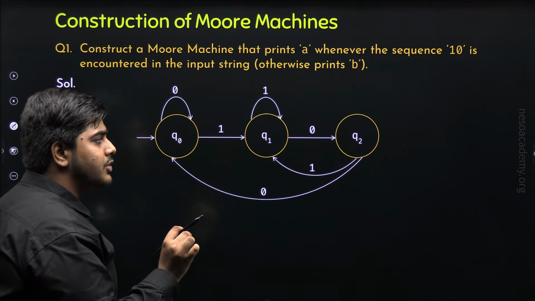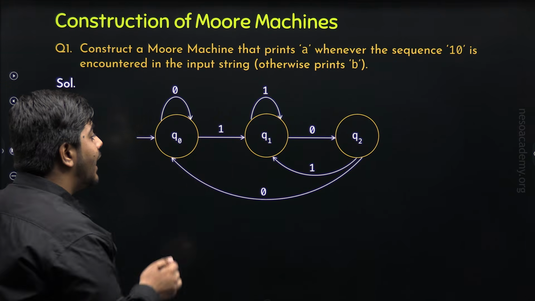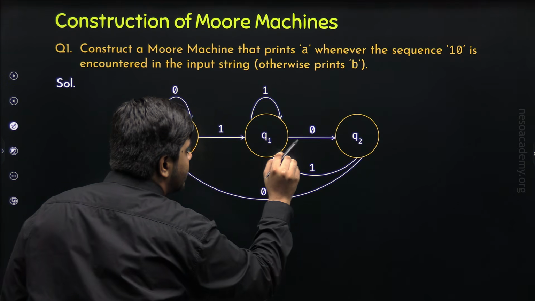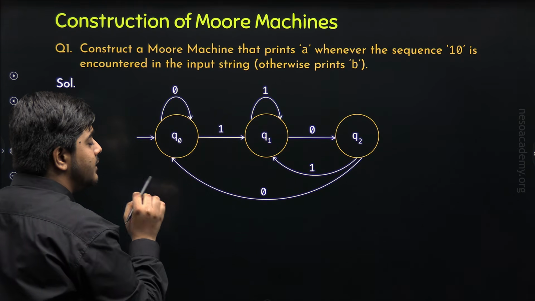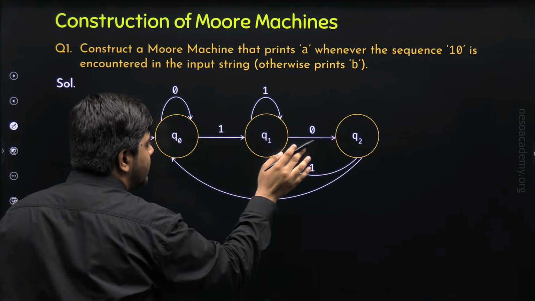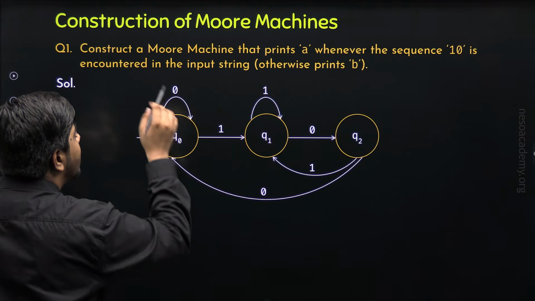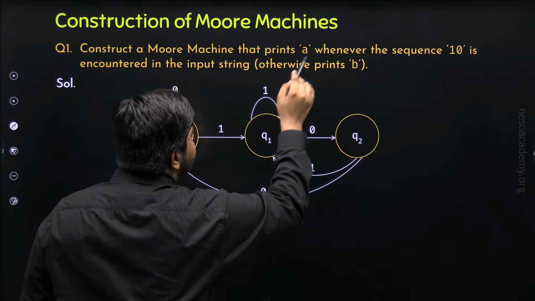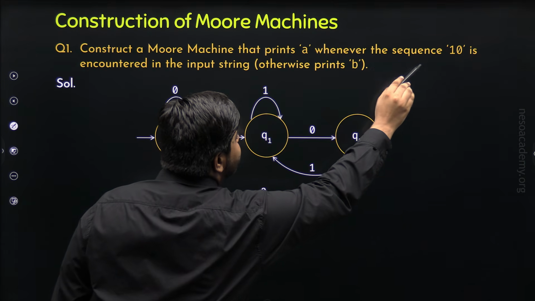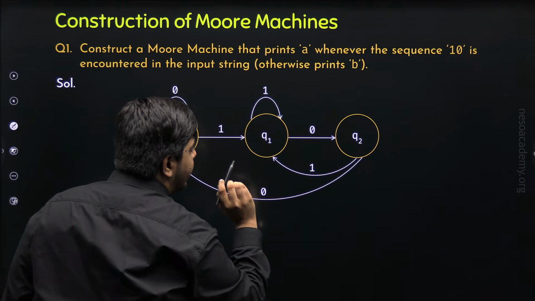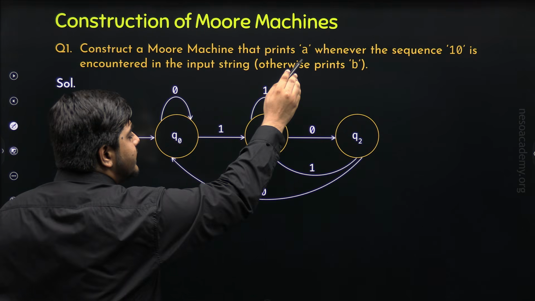In case of Mealy machines, the output symbols are written along with the input symbols over the transitions. But in case of Moore machines, the output symbols are written along with the states. Now, as per the question, you have to construct the Moore machine that will print the output symbol A whenever the sequence 10 is detected. So when the sequence 10 is detected, then only the output is A.